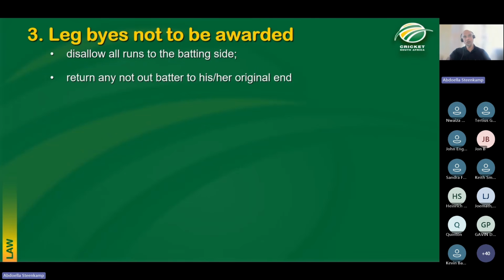Return any not out batter. You need to return the batters back to their ends. That run is not supposed to be awarded, it will not count. Send the batters back to their ends. Strikers should come back to the striker's end. Non-strikers should go back to the non-striker's end. If there was a no ball, that no ball will be added to the scorebook.